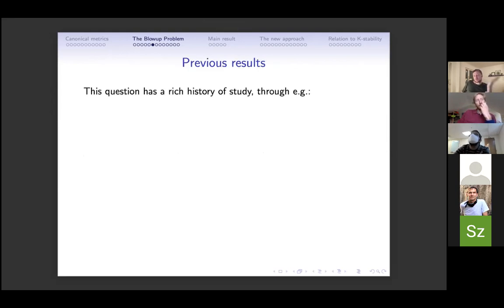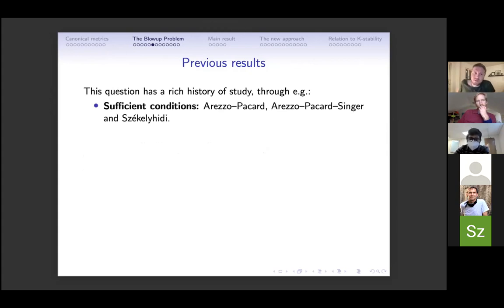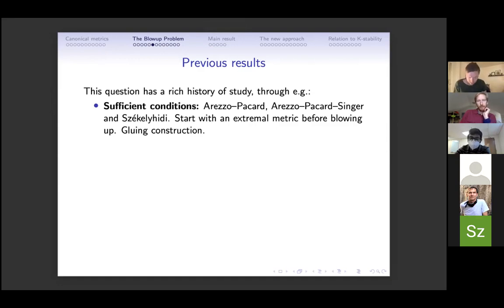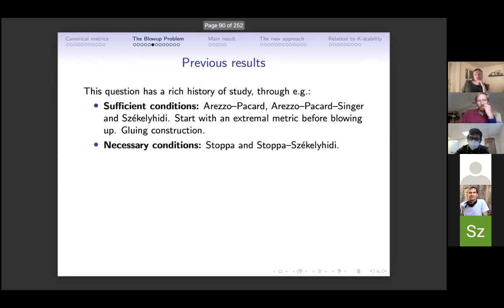Now this question has a rich history of study. There are several constructions of extremal metrics on the blowup in these classes, due to Arezzo-Pacard, Arezzo-Pacard-Singer and Székelyhidi. They start with an extremal metric before blowing up, and via a gluing construction construct new extremal metrics on the blowup. So these give sufficient conditions for the blowup to admit these extremal metrics.